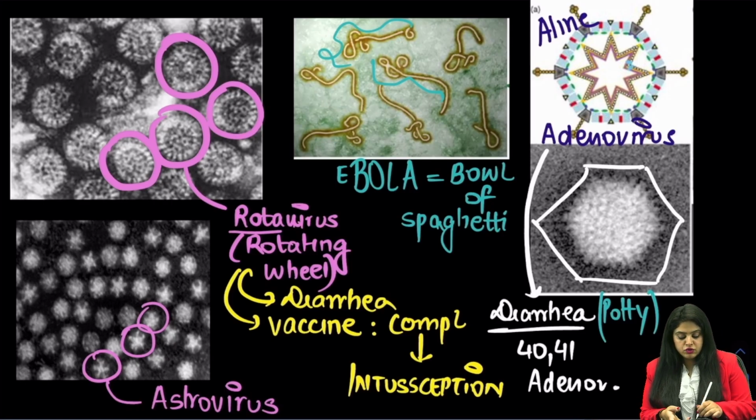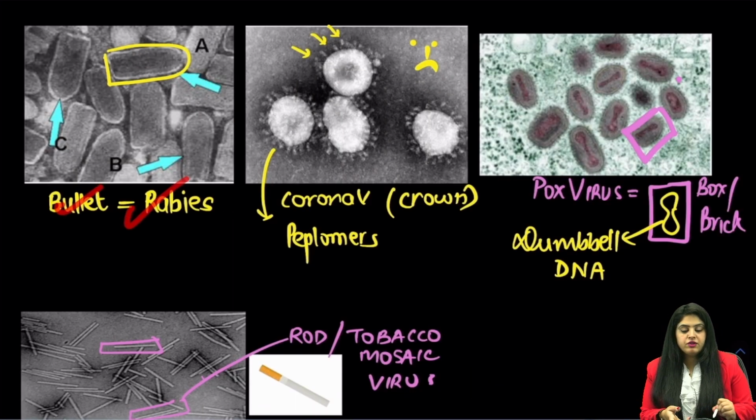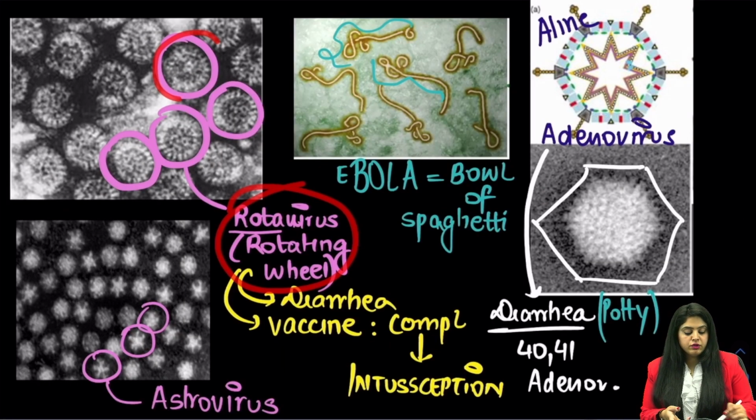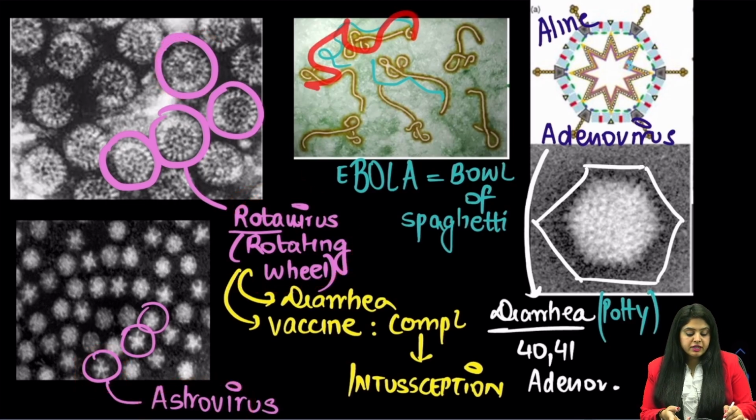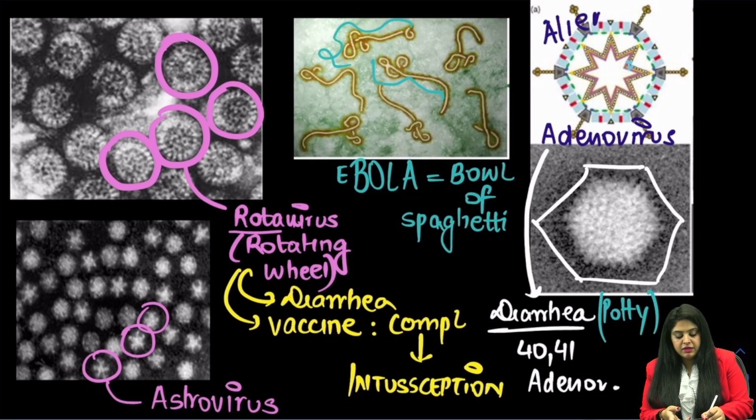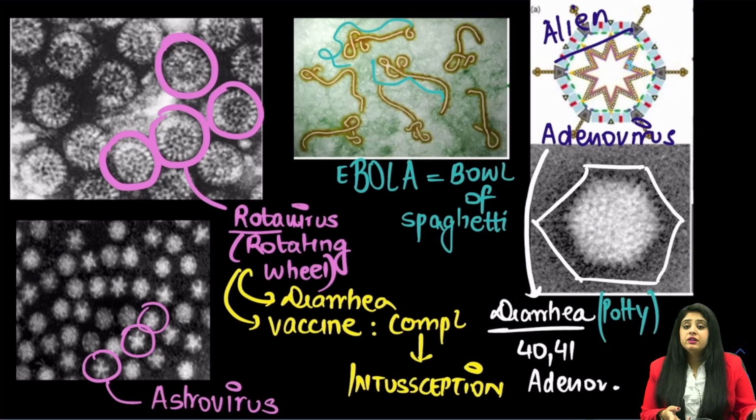So quick revision of the shapes once again. Bullet kills and rabies kills. Corona looks like a crown. Pox is a box, a heavy box with a dumbbell DNA. The tobacco mosaic virus obviously will look like a cigarette or a rod. Then the rotating wheel is going to be a rotavirus. The star is common sense, astrovirus. Bowl of spaghetti is going to be Ebola, and alien आएगा जिसमें से. तो alien जिसमें से आएगा, that alien वाला, that is why I made you learn. The alien wala is going to be the adenovirus, and adenovirus 40, 41 causes diarrhea. So the shapes are done.